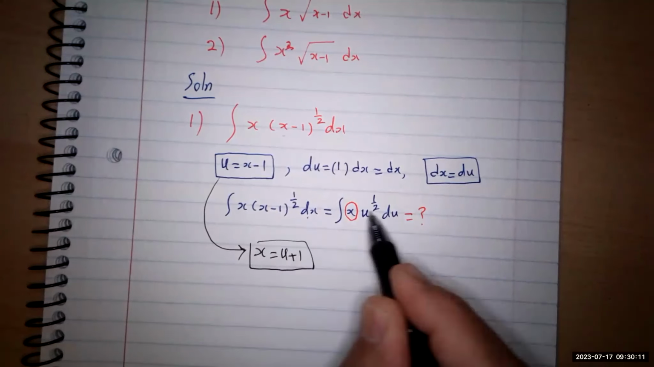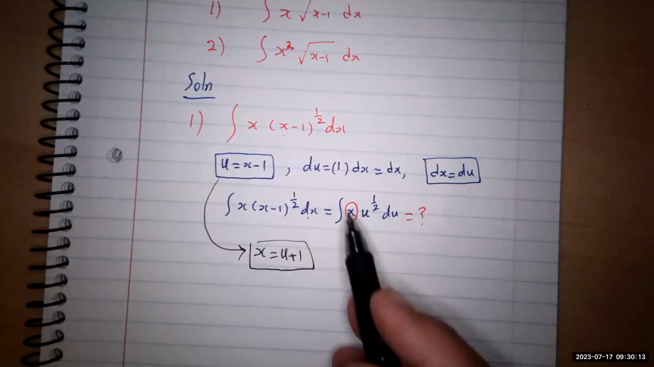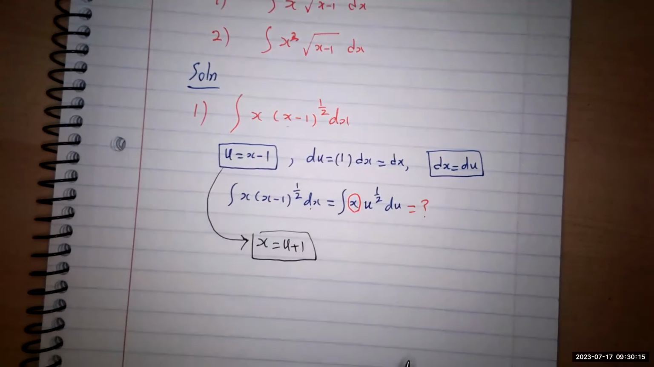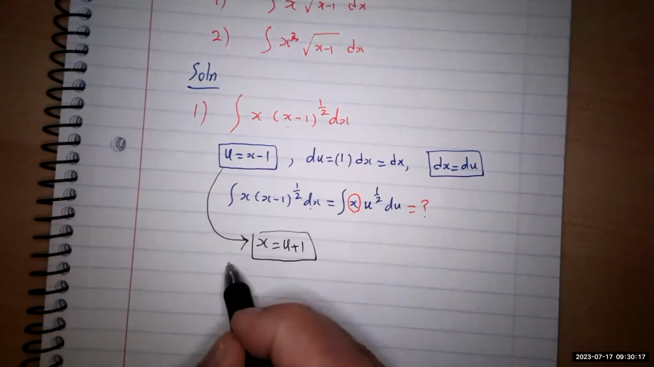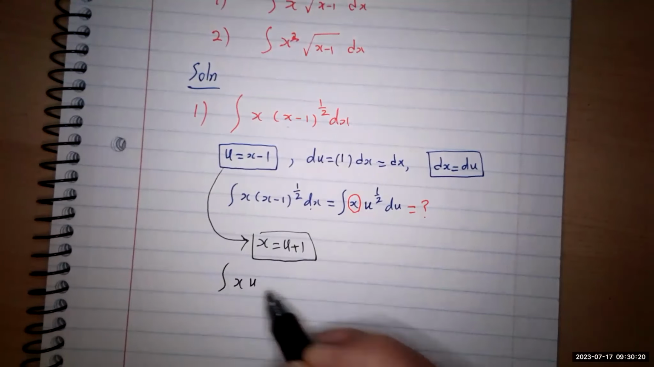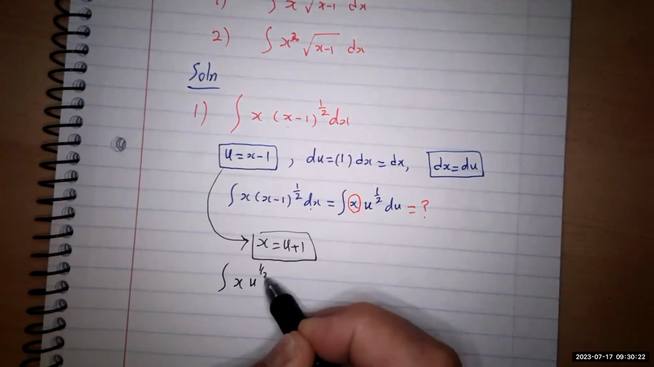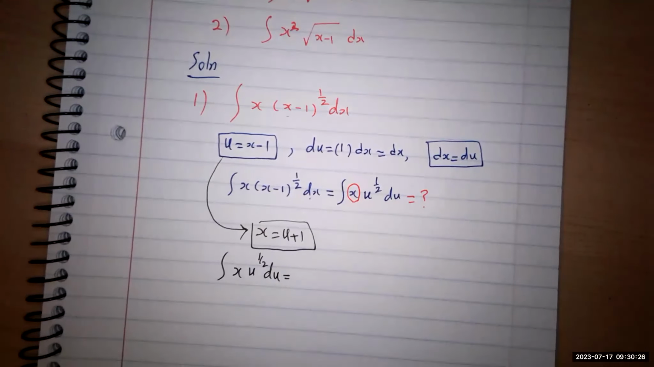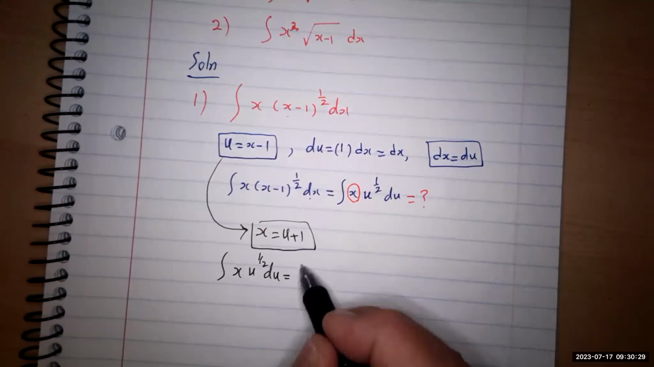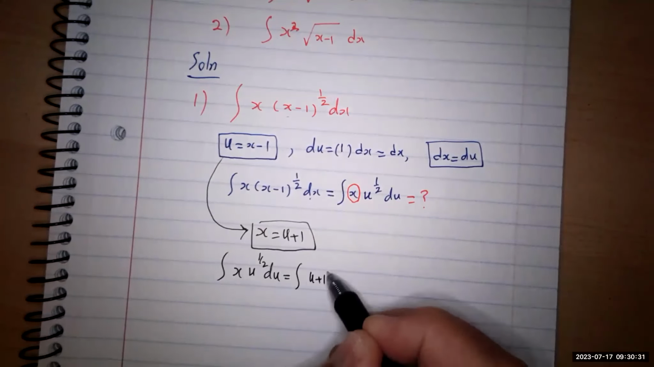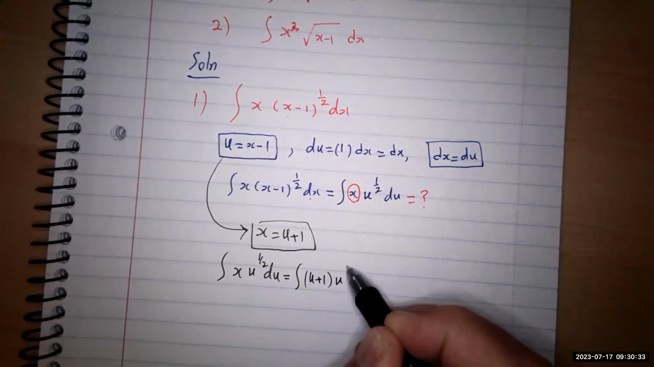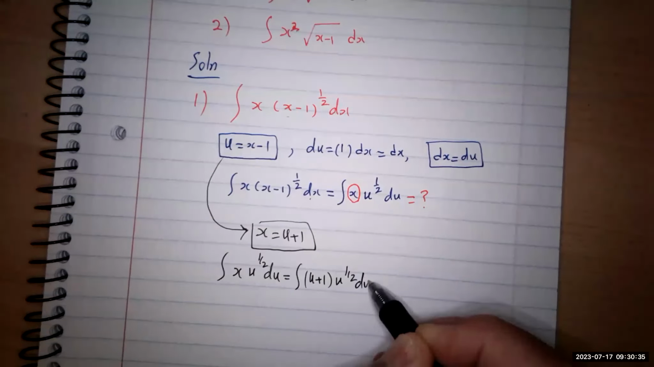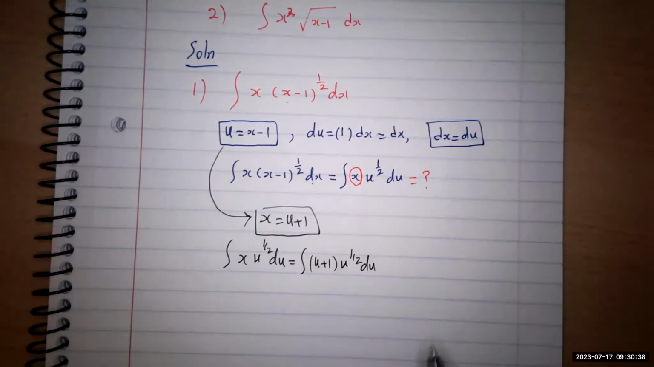So here, not only do I substitute for the dx and the u, but I'm also going to substitute for x. So I take this one: it's the x, u to the half, and the du. Now I substitute for x. X is simply u plus 1. And I have u to the half du. You see now, this integral can be done because I have the du and I have the u's.